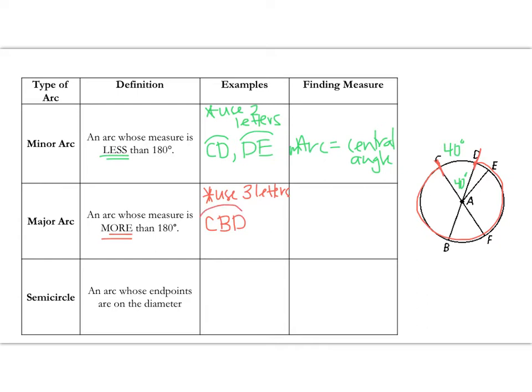So CBD is one name for that red section. You could also call it CFD, CED. The end letters won't change, but the middle letter has to be one of the points that's on the arc you're trying to name.